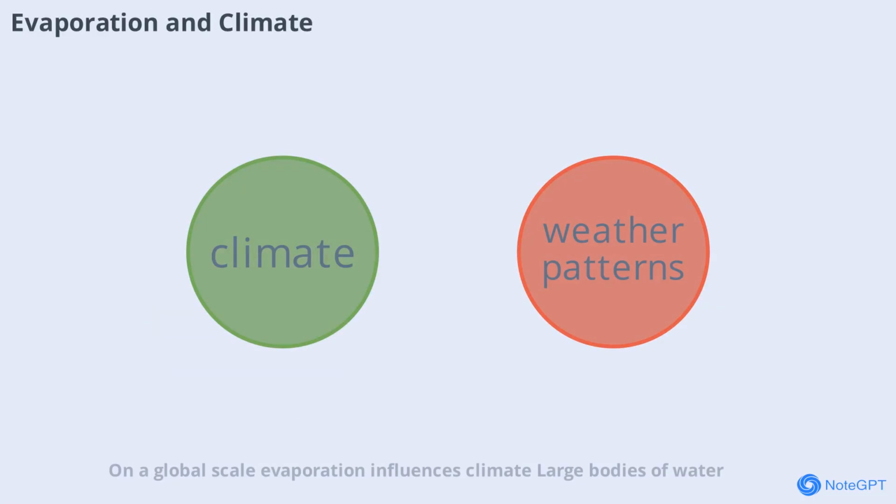On a global scale, evaporation influences climate. Large bodies of water like oceans release vast amounts of vapor into the atmosphere, affecting weather patterns and rainfall. Changes in evaporation rates can impact droughts, floods, and even long-term climate trends. Scientists study evaporation to better understand and predict changes in our planet's climate.